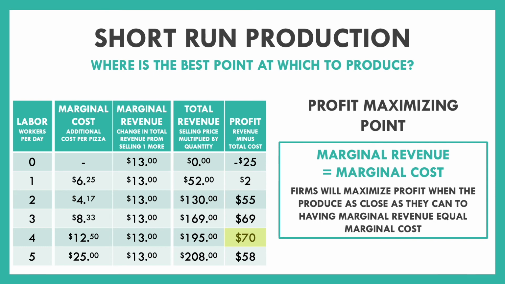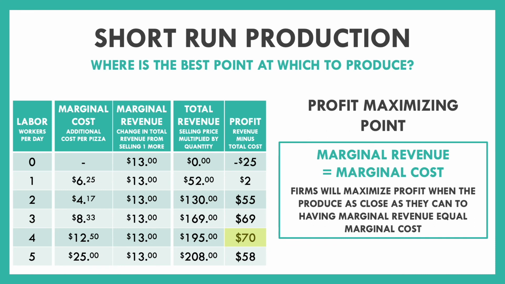If you notice, when we're at 4 workers, our marginal cost is $12.50, our marginal revenue is $13. Here's what that means. Each additional pizza we make costs us $12.50 to make, but we sell it for $13. So technically, off of each pizza, we make 50 cents of profit.